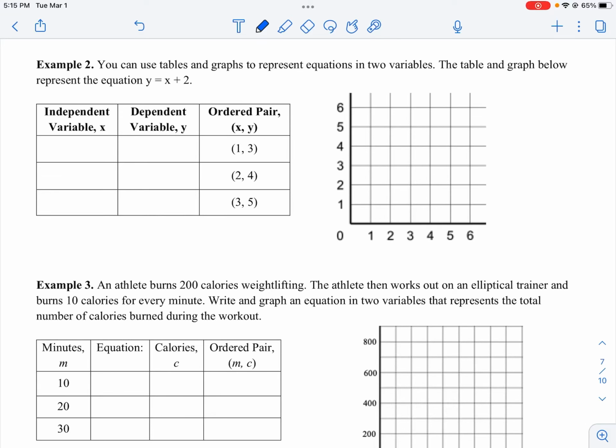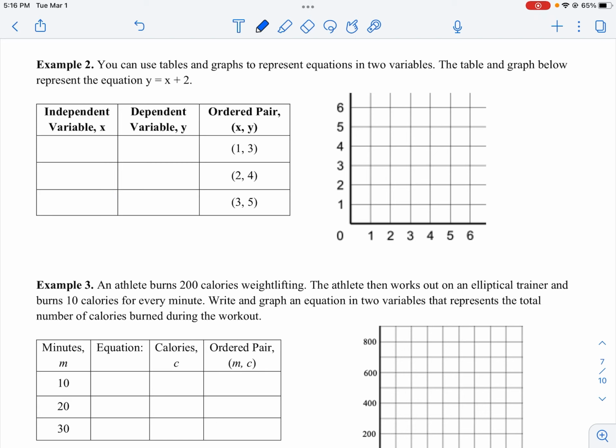Okay, on this page, we are actually going to be graphing some of our ordered pairs and our equations, okay? You can use tables and graphs to represent equations in two variables. The table and graph below represent the equation y equals x plus 2. So in our table, we're going to be listing our x variables and our y variables. So the x variable will go there, and our y will go there. Remember, our x is our independent variable, and our y is our dependent variable.